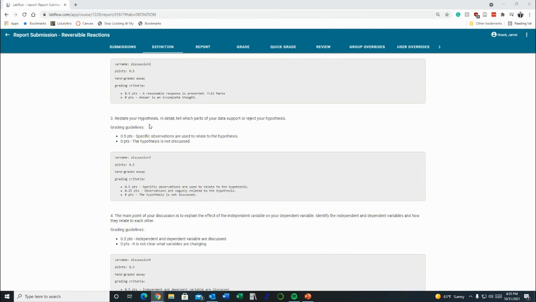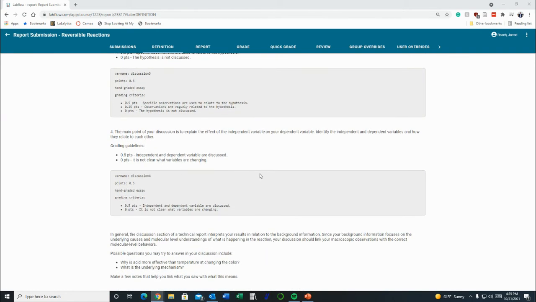Part three here is that you need to restate your hypothesis. You should have come up with some sort of hypothesis for what you think is going to occur in this experiment. So let me know what observations either back or reject that hypothesis.